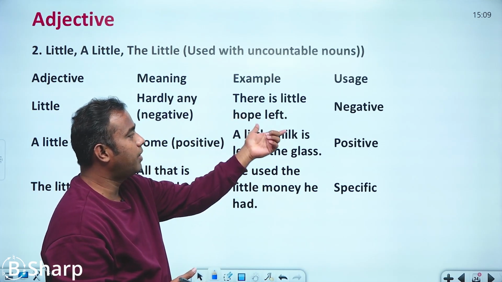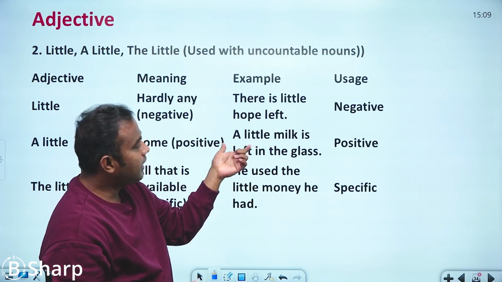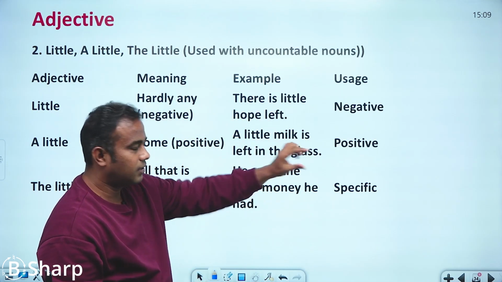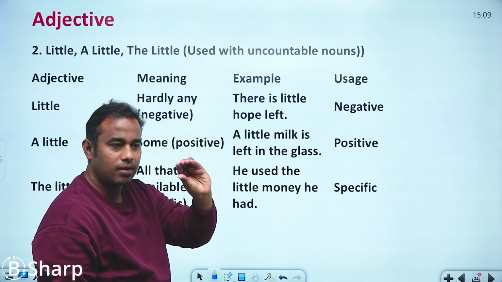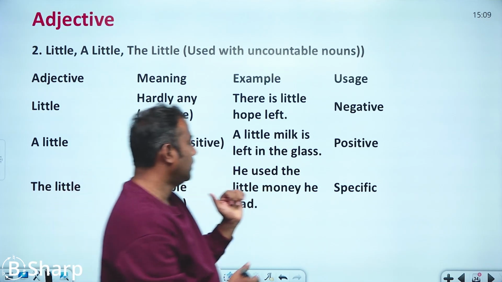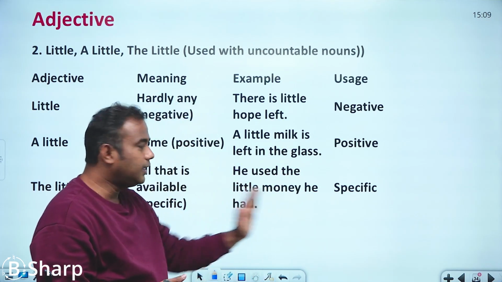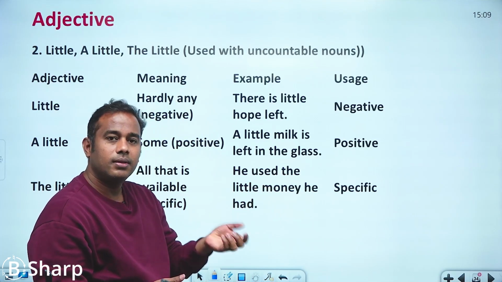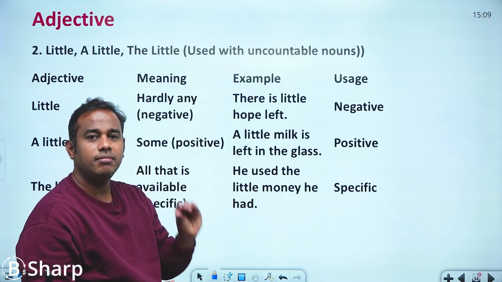There is a little hope left, means there is no hope at all. A little milk is left in the glass, means there is a small amount of milk available in the glass. Okay, so he used the little money he had, means the small amount that is available for him, that much amount he used.